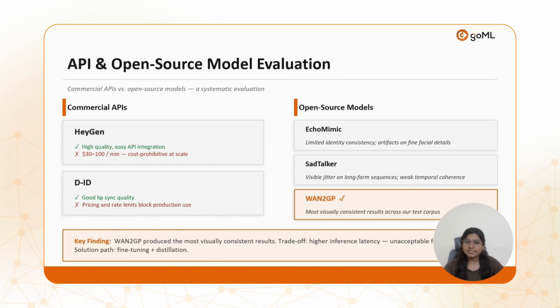We conducted a systematic evaluation comparing commercial APIs against open source models. Let's start with the commercial options. HeyGen was extremely attractive, high quality output and easy API integration. But here is a deal breaker.